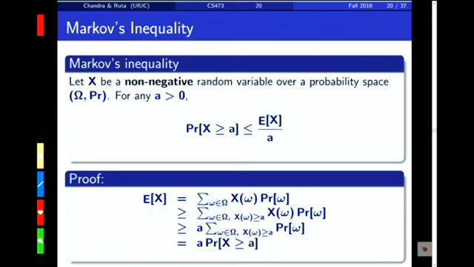right? And you bring this a into the denominator here, like divide both sides by a, then you get probability of x greater than or equal to a is at most expectation of x divided by a. Simple.